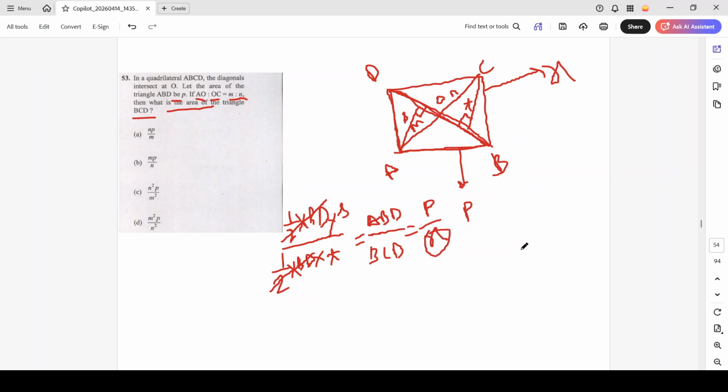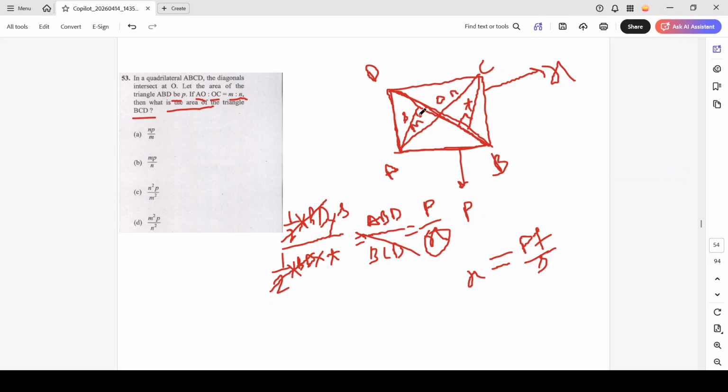So we take X to this side and, cross multiplying, X becomes P into T upon S. Now we have to find T upon S in terms of M and N.